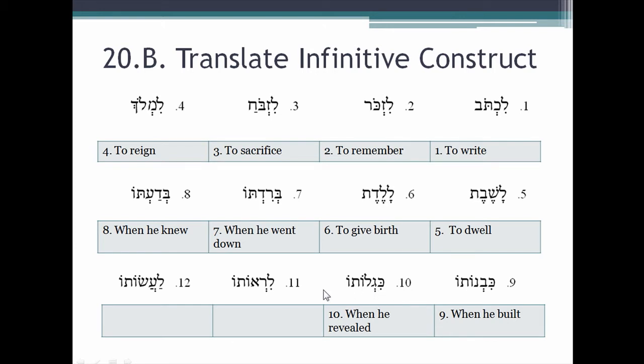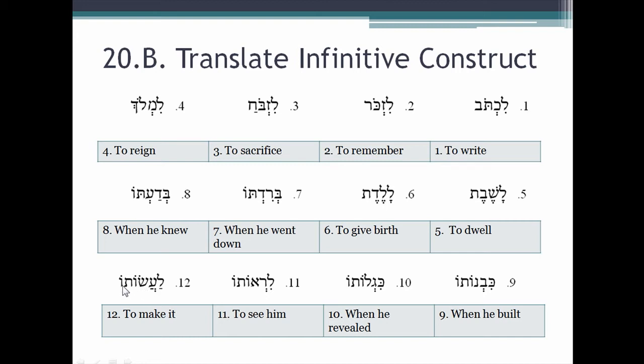Number 11, now this will be a little different. We have to, it's a lamed, so it's not a temporal translation. We have to, and then again, infinitive construct, to see. And again, just think about the translation. To see, we wouldn't be looking for a subject because it's not when somebody did something. It's to see something. So the suffix functions as an object. So to see him.